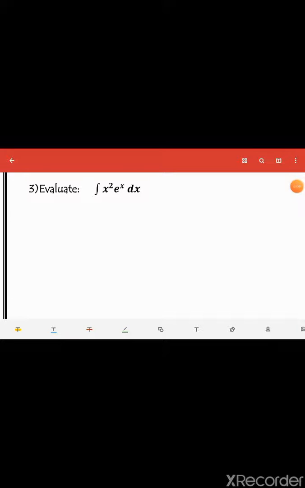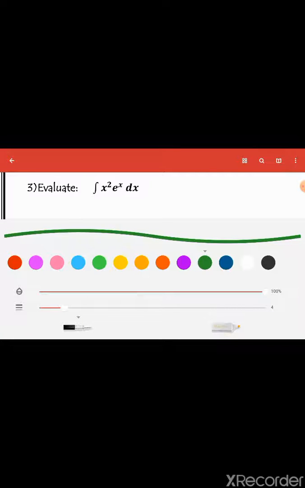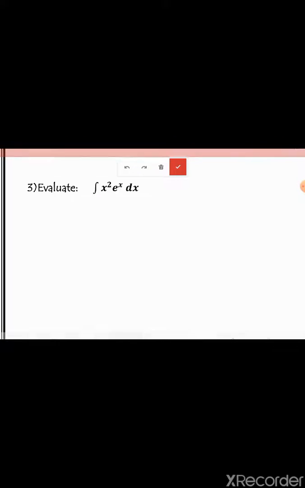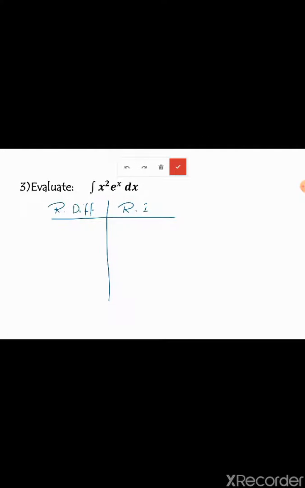Example 3, evaluate the integral of x squared e to the power of x dx, by using the tabular way. I'm going to change the color first. Let's solve by this one. Okay. We will make a table first of two columns. The first column for repeated differentiation, and the second one for repeated integration.